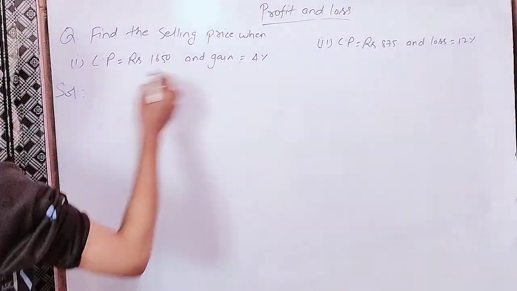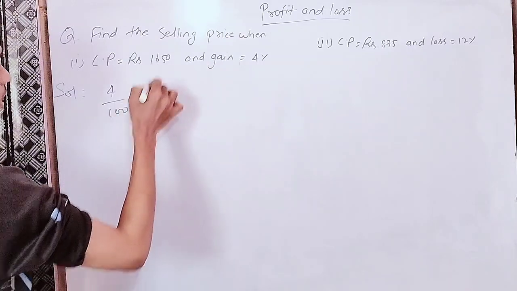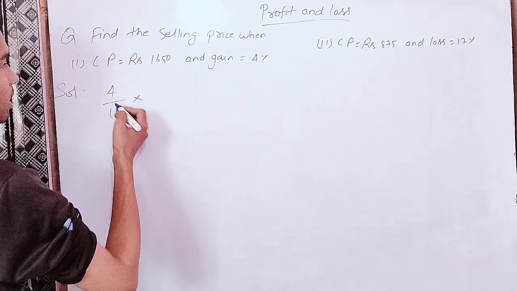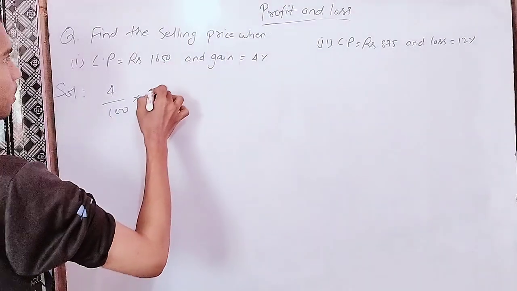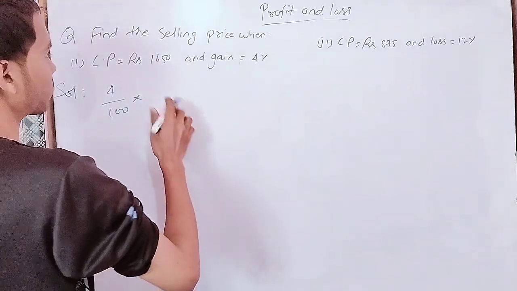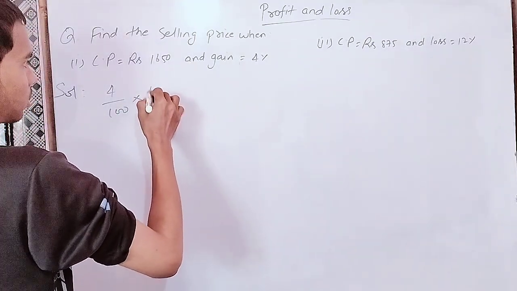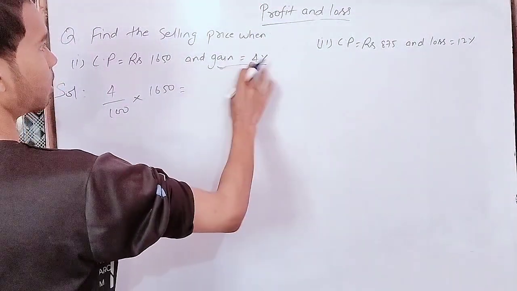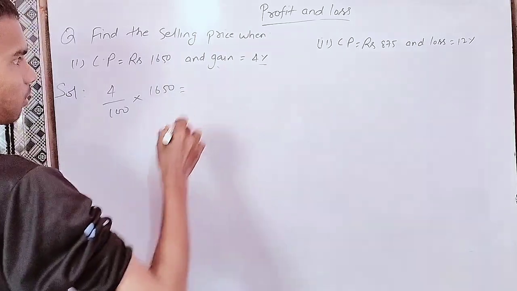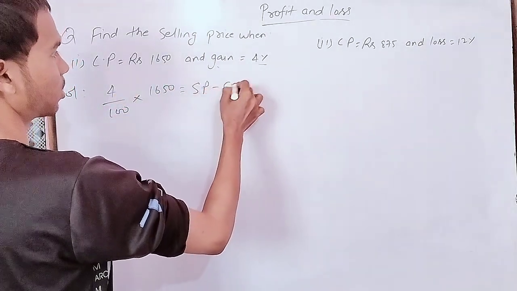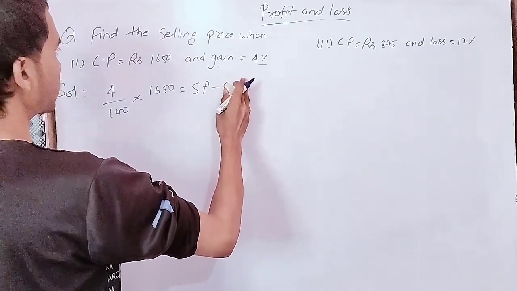Gain means profit. So here we are already clear that this is gain, and the cost price is how much? This is the profit on this cost price. So can we write it as profit on the cost price? Now we have profit, which means selling price, SP, minus cost price. Cost price is how much?